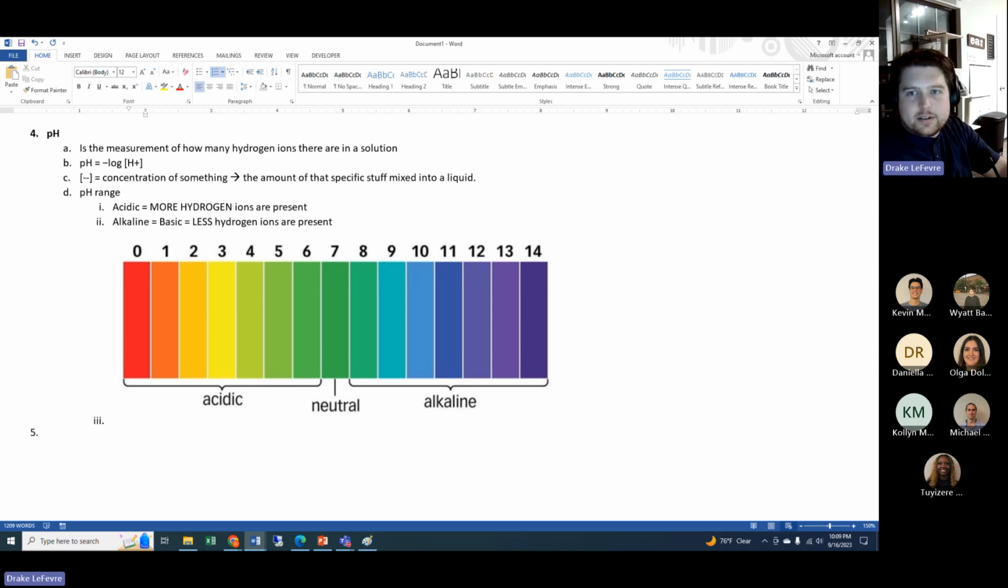Next part. This is one thing that everybody hates. The Henderson-Hasselbalch equation. I don't know how it's supposed to be spelled. Doesn't matter.